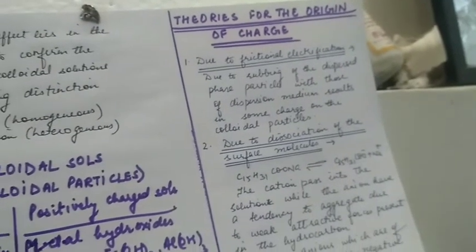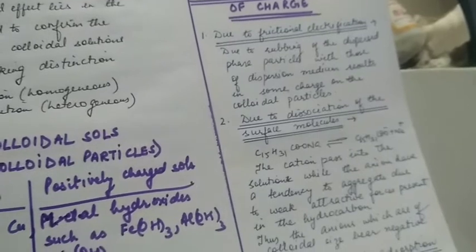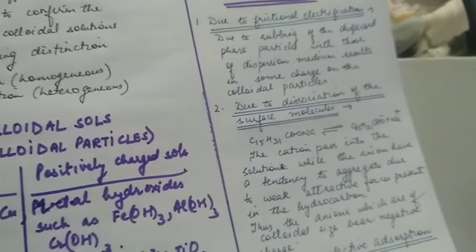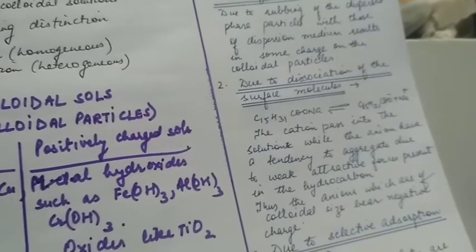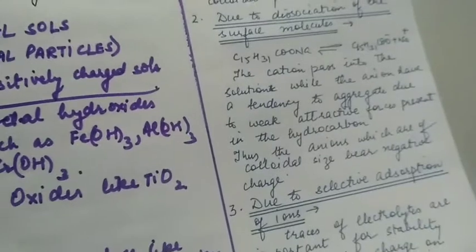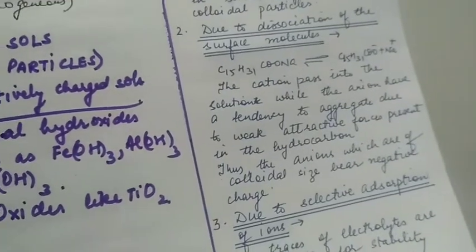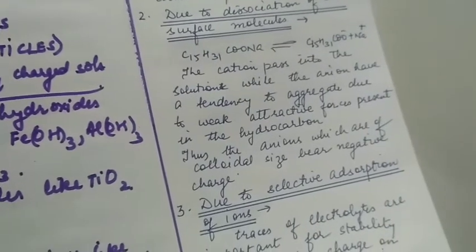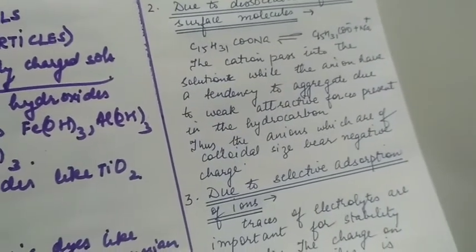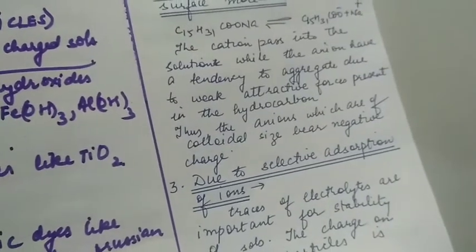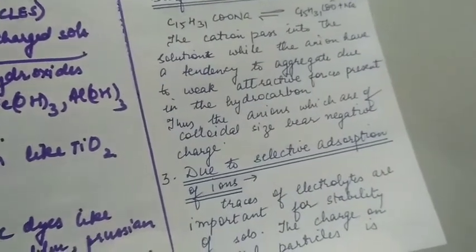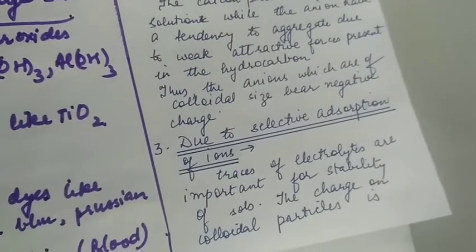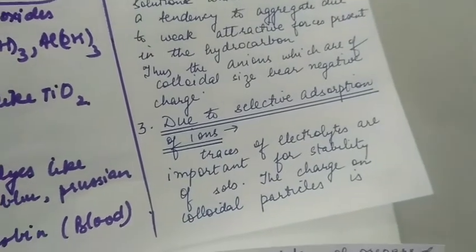First, due to frictional electrification: when the dispersed phase particles rub with the dispersion medium, it results in some charge on the colloidal particle. Second, due to dissociation of surface molecules. For example, a soap molecule dissociates into palmitate ions and sodium ions. The cation passes into solution, while the anions have a tendency to aggregate due to weak attractive forces present in the hydrocarbon chain. Thus the anions, which are of colloidal size, bear a negative charge.